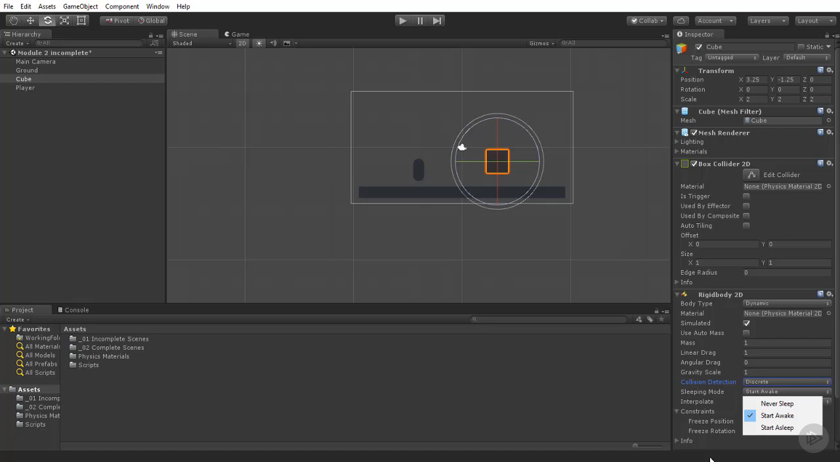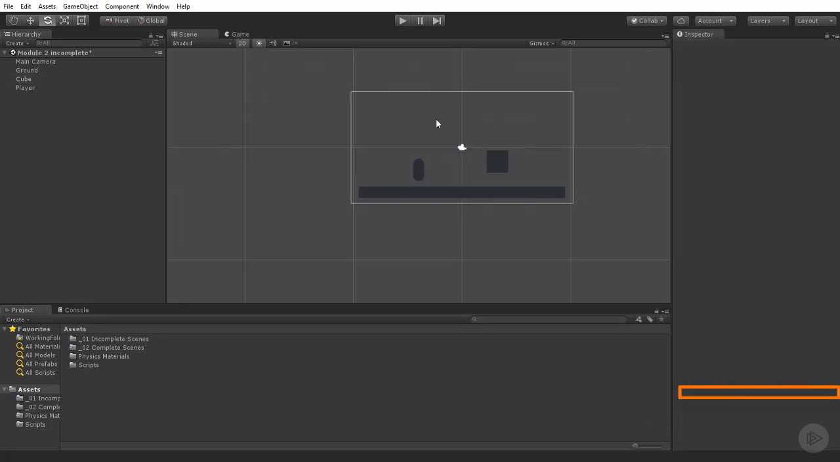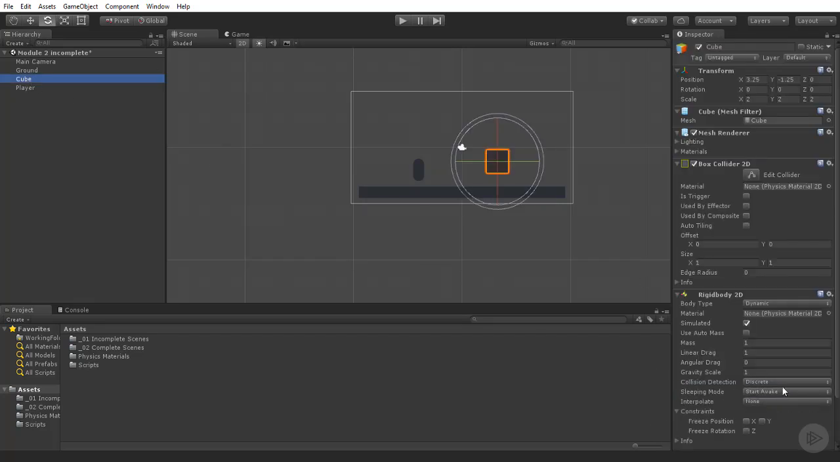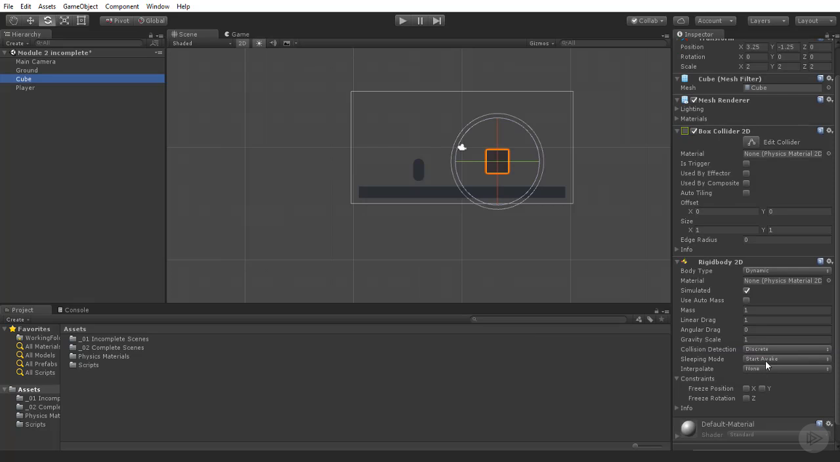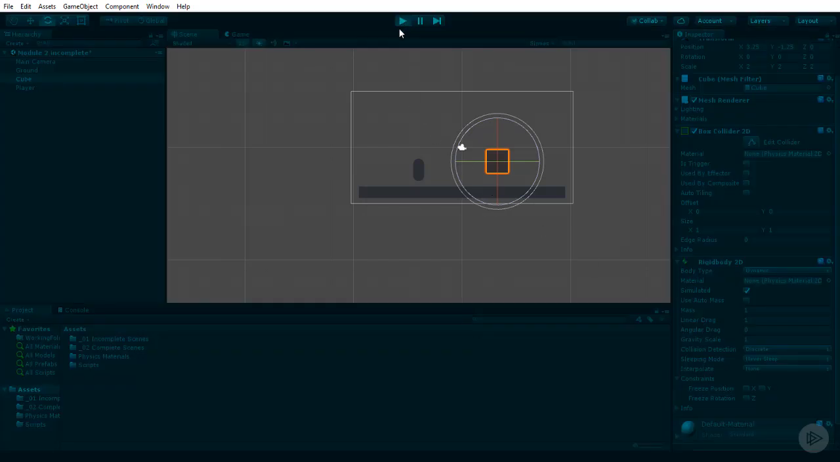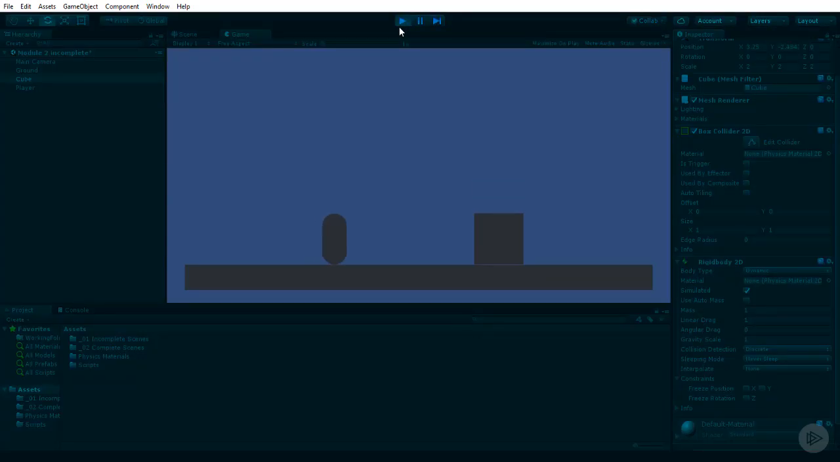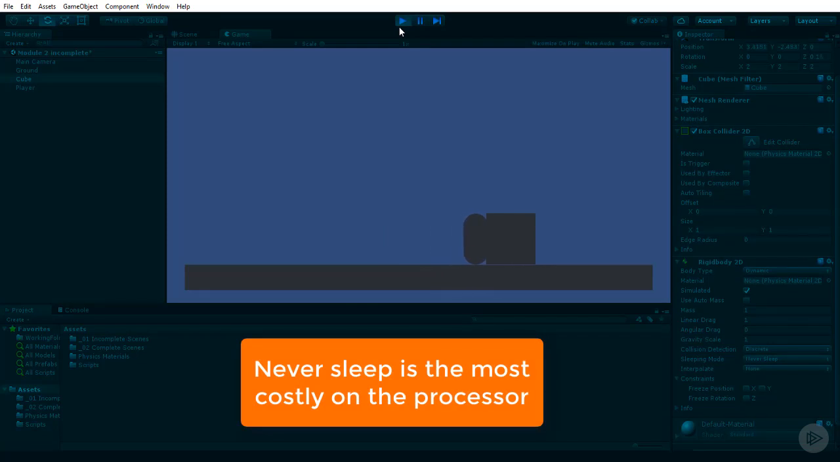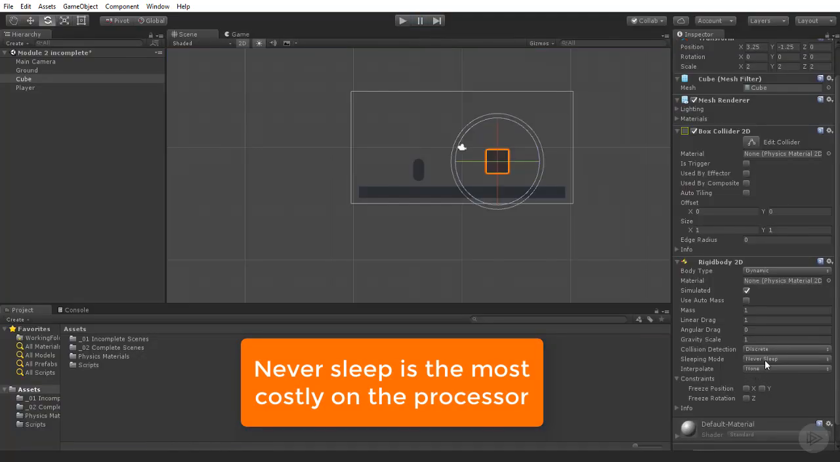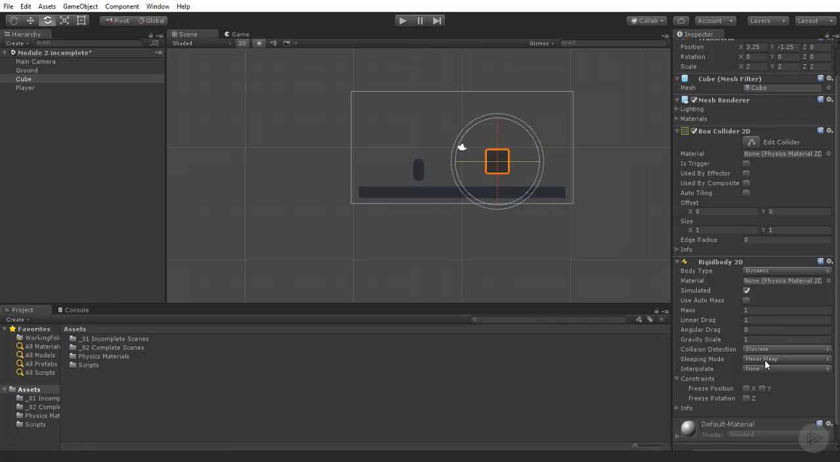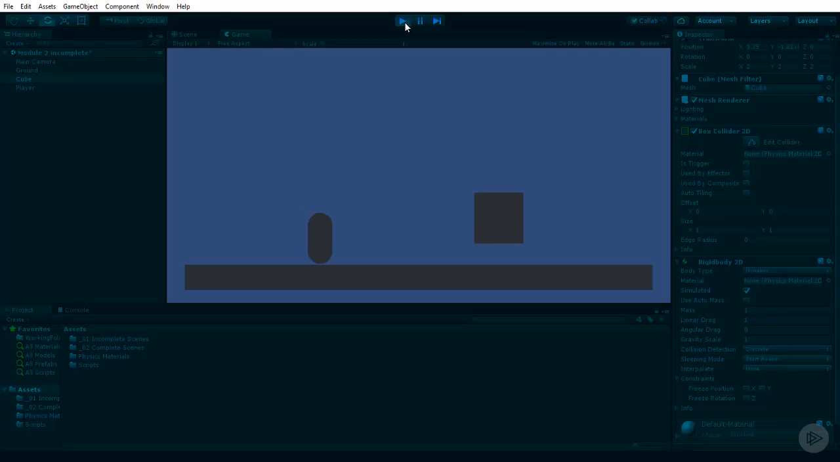Moving on, sleeping mode defines how the rigid bodies and colliders sleep in the sense of saving processing power. Never sleep means it's active all the time, always. So it's always taking up processing power. If the game or project is running below 60 frames per second, this should be avoided whenever possible. Within this project, it's not going to chug. We should be good. Start awake means it wakes up at the beginning, meaning the first frame.